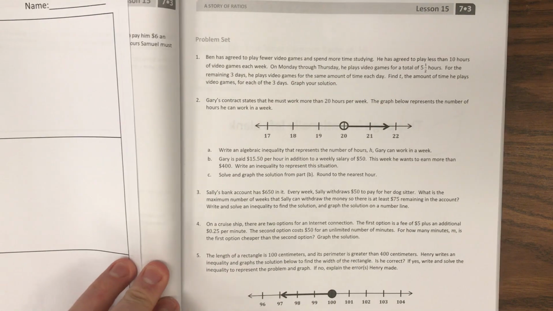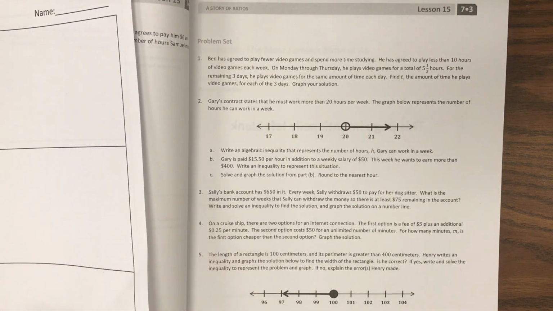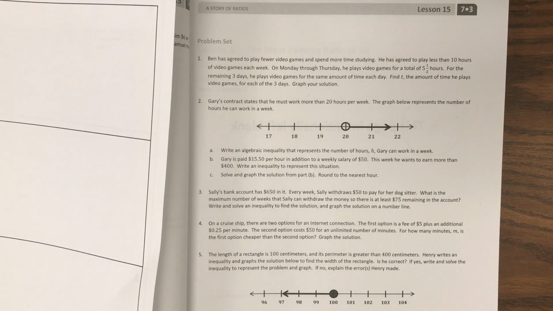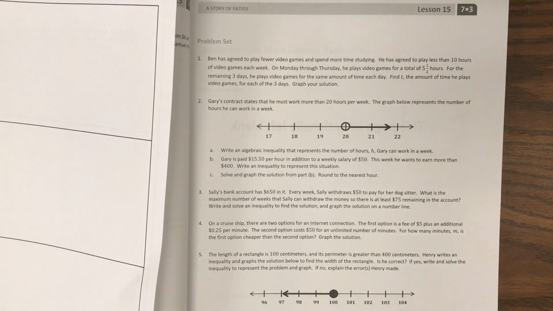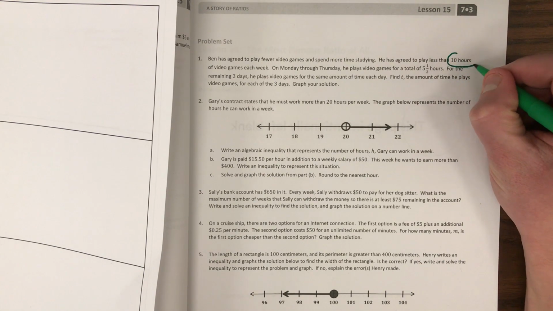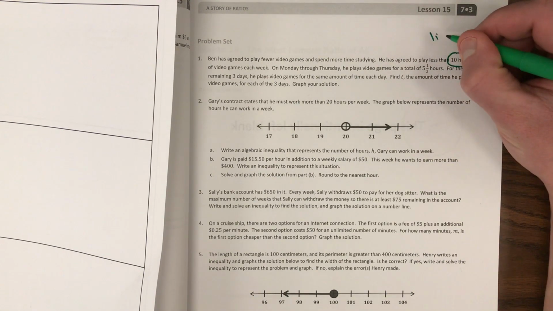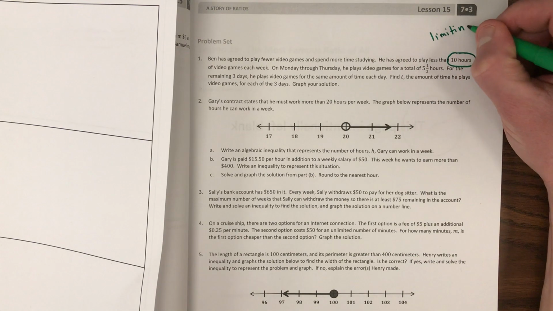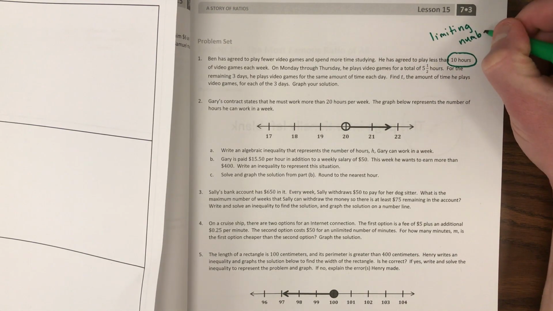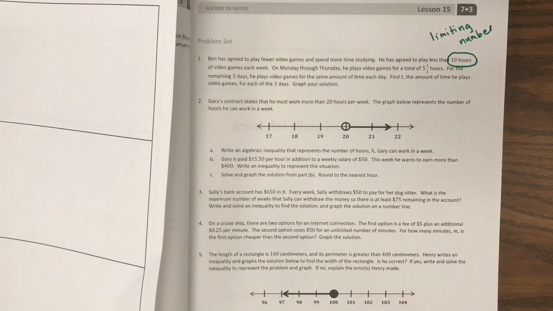Let's see. I actually don't have this problem set memorized like I do some of the other ones, so I'm just going to pick some random ones. I'll start with number 1. Ben has agreed to play fewer video games and spend more time studying. He has agreed to play less than 10 hours of video games each week. Okay, so that sounds to me like it's going to be the limiting number in this problem. Remember, in each one of these problems, there's usually this number that everything else has to be more than or less than, and that usually winds up being just one side of our inequality by itself, and I call that number the limiting number. So I think that's going to be 10 in this one.